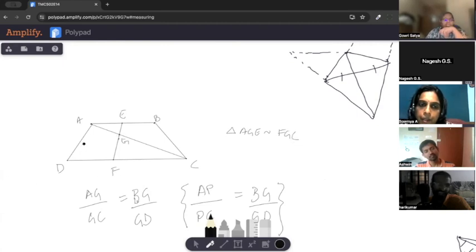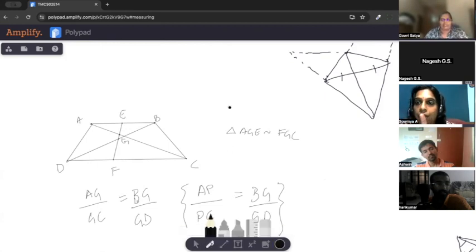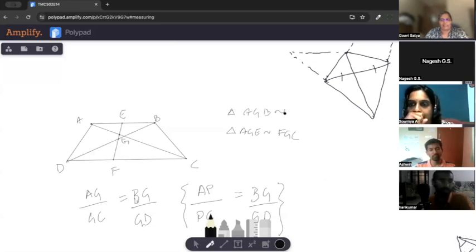Now, another picture, with the other diagonal and this midpoint line. Again, we prove those two triangles are similar. We also know that the two triangles, AGB and DGC, are similar. That we have already established. When we add both of them, we are able to establish that the entire triangles are similar.